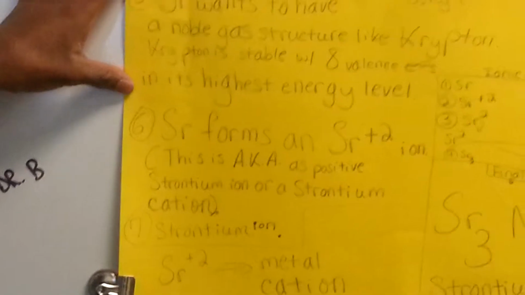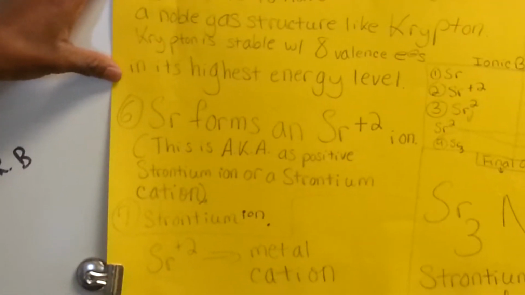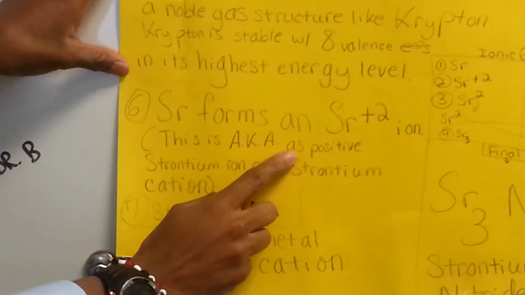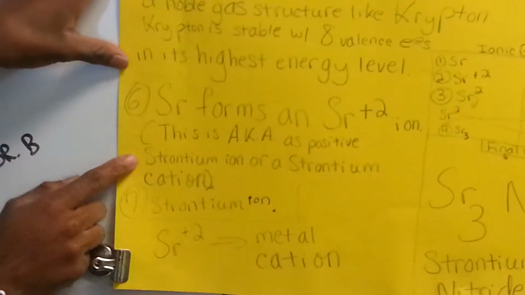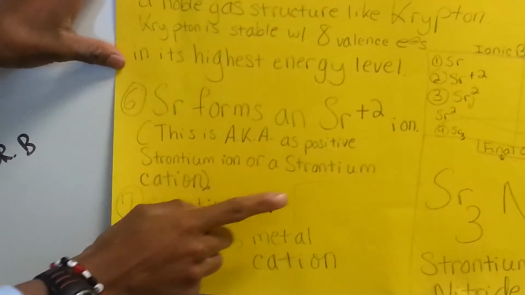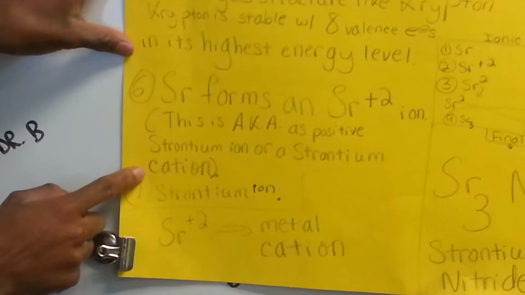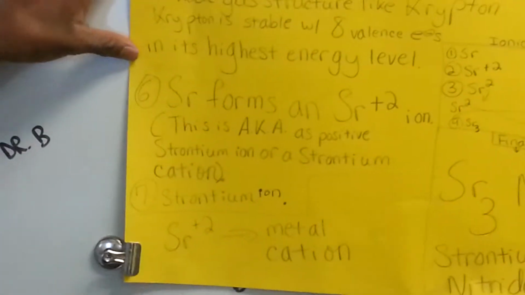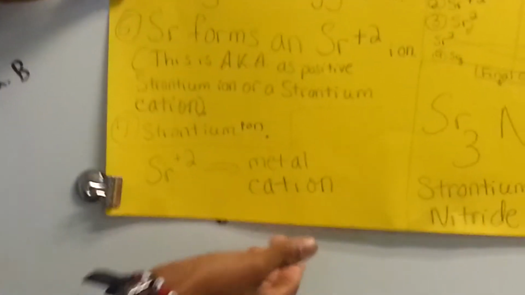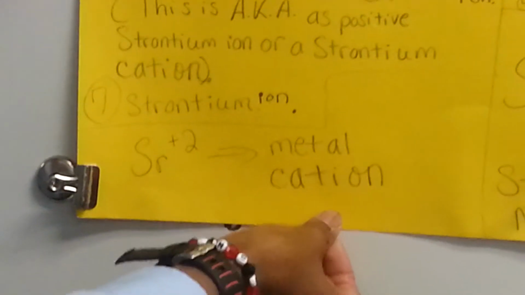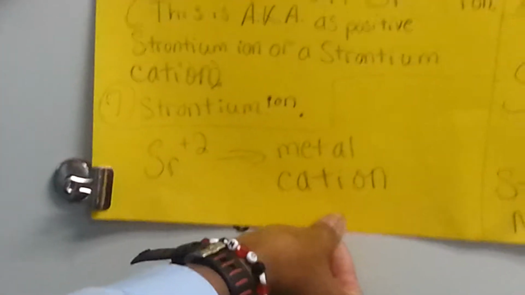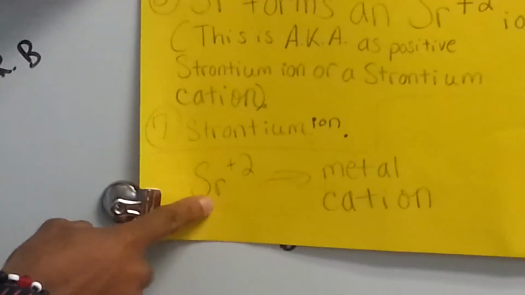Step 6. Strontium forms an Sr+2 ion. This is also known as a positive strontium ion or a strontium cation. Strontium ion, Sr+2. You can also call this a metal cation because strontium is a metal and this is a cation because it is a positive ion.